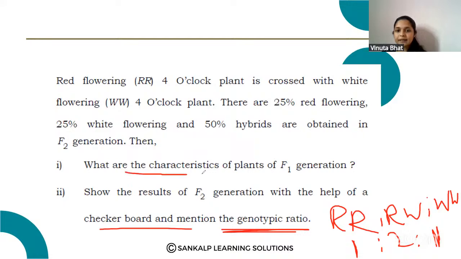What are the characteristics of the F1 plants? These F1 plants are neither red color flowering plants nor white color flowering plants. They are intermediate or they are hybrids. Okay. So you have to write that also.